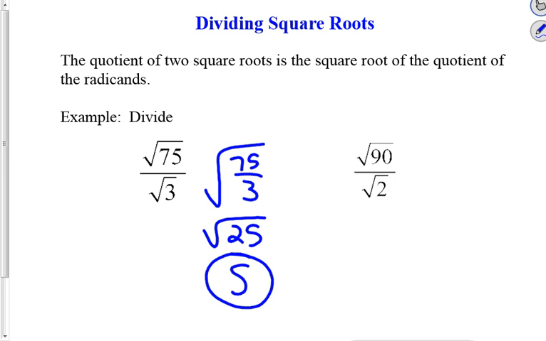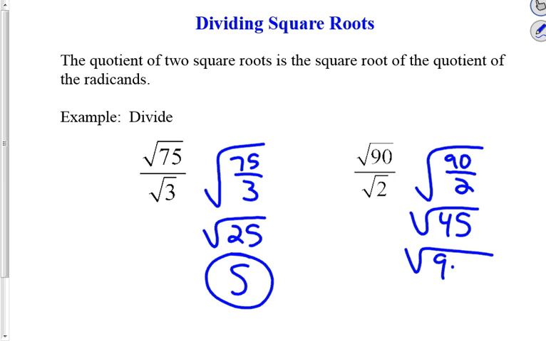Next example, square root of 90 divided by the square root of 2. Well, that's the same as the square root of 90 divided by 2. 90 divided by 2, 45, right? Square root of 45. Now, can that be simplified? What perfect square is a factor of 45? 9, right? 9 times 5 is 45. The square root of 9 is 3. We cannot take the square root of 5, so we leave it as 3 square roots of 5.